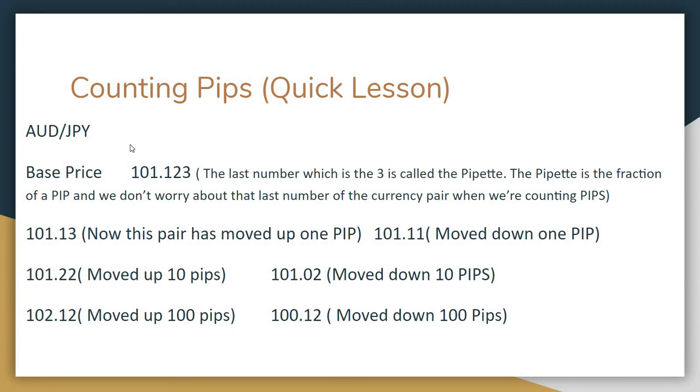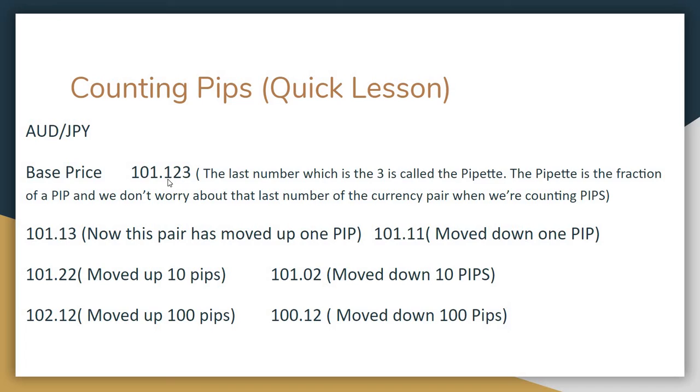So AUD-JPY, let's say we're all taking trades right now. We took this trade at 101.123. Let's remove the 3 and not worry about it. When we're counting pips and want to make money in the Forex market, we never worry about this number right here. This doesn't determine how we make money in the Forex market. The numbers on the left after that do determine it.